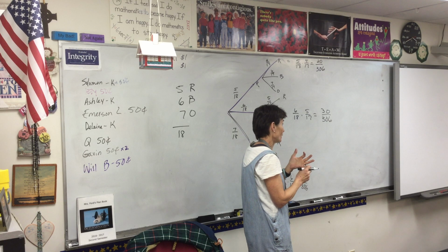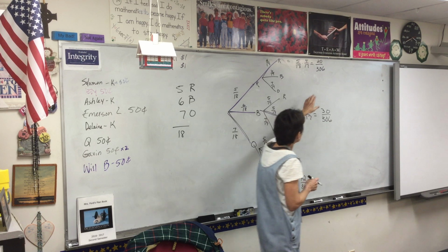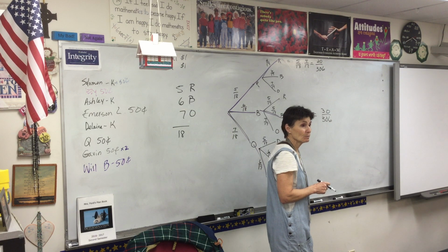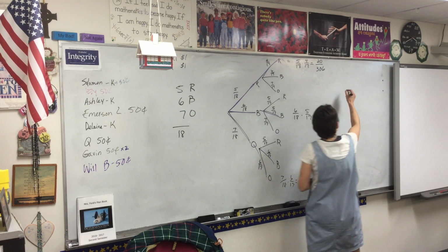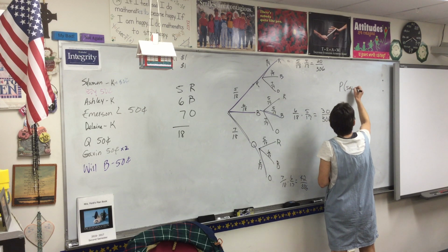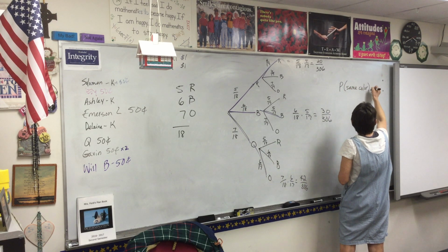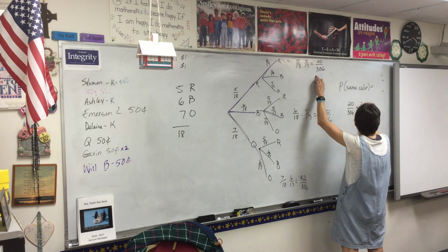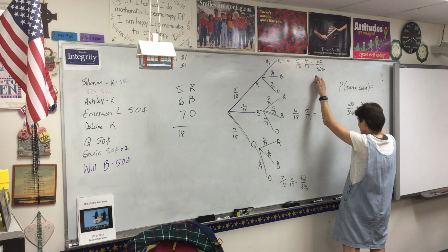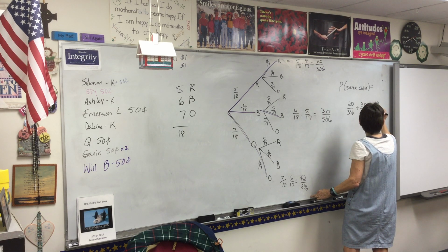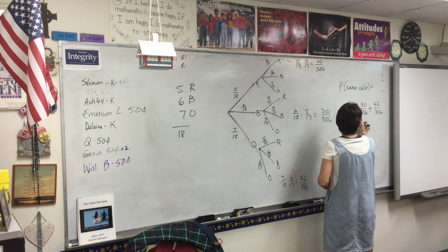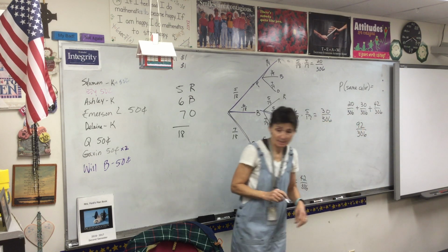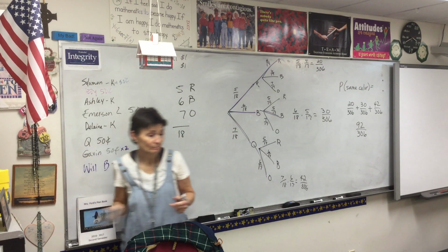And that's why I didn't want to change them, because if I leave them like this, what do they all have? The same denominator, right? Which makes adding them easy. So the probability of getting the same color is going to be 20 over 306 plus 30 over 306 plus 42 over 306, which is 92 over 306. Now that I will reduce, because that is my final answer.